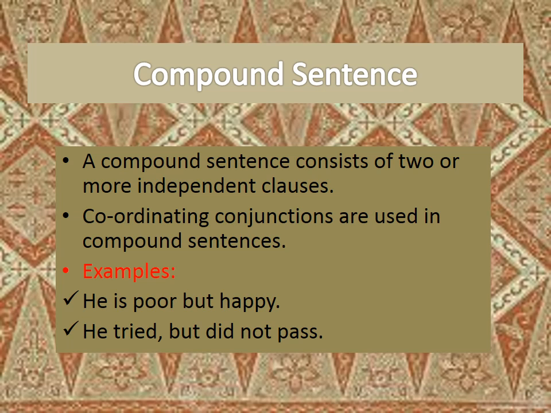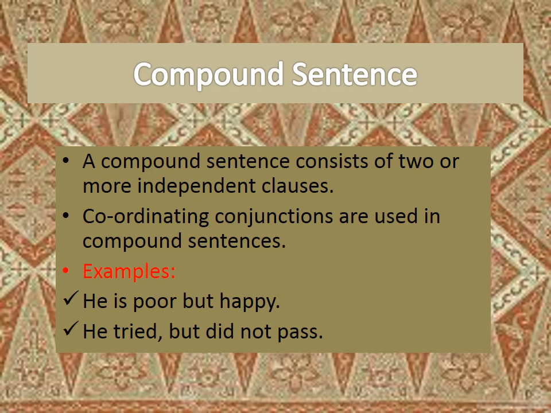The second type of sentence is a compound sentence. Students, we know the meaning of compound. In science, compound means a combination of elements. It is also called a mixture. But in English, compound sentence means a combination of two or more independent clauses. Or you can say a compound sentence consists of two or more independent clauses.